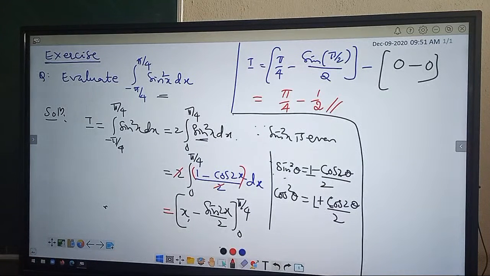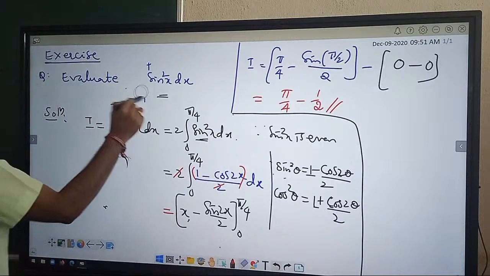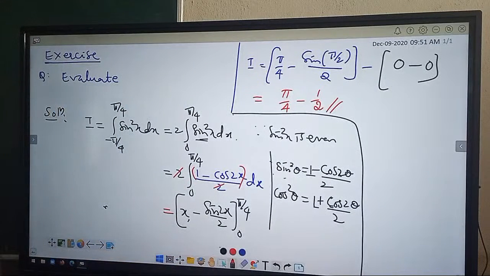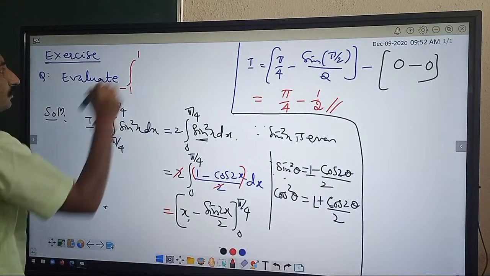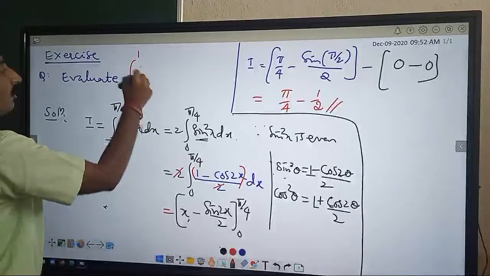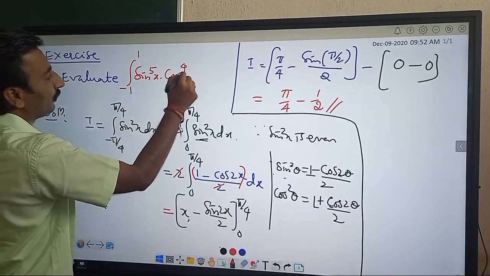So, evaluate the second problem now. The second problem is a good problem. Integration from minus 1 to 1 of sin^5 x into cos^4 x dx.